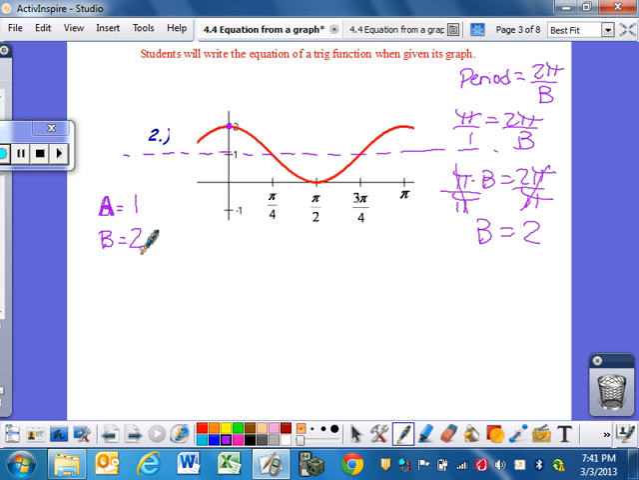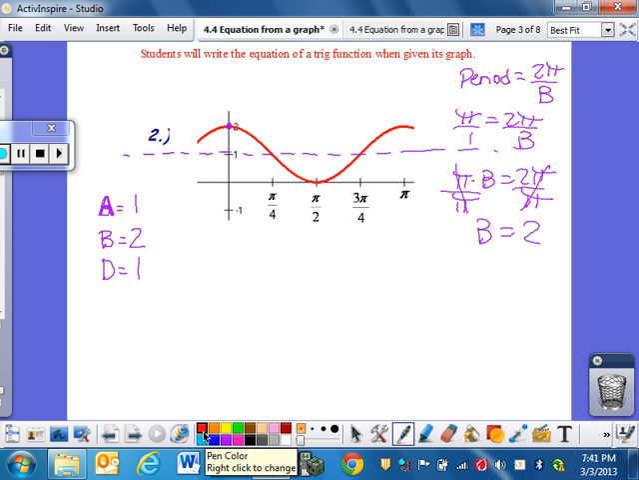I'll save the phase shift for the end because that has everything to do with what kind of problem you have. And then D, does this thing shift anywhere? Normally my middle should be right on the x-axis. This time my middle is 1 unit up. So that means my D value is 1.